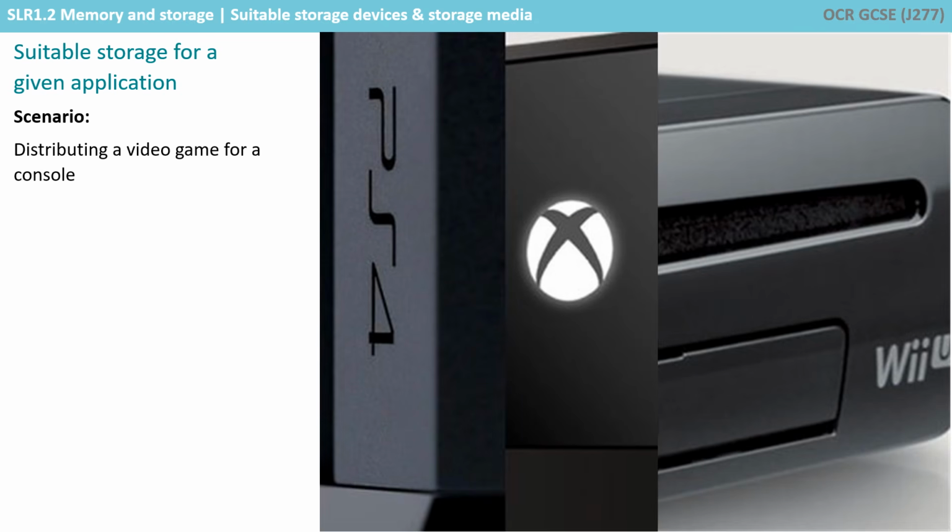In terms of distributing a video game for consoles, we have a number of options here. We could use optical media because the capacity is reasonably small, though this is certainly changing with some modern graphic intensive games. It doesn't need to be very fast because the consoles will typically install the software off the optical device onto their own hard drive.